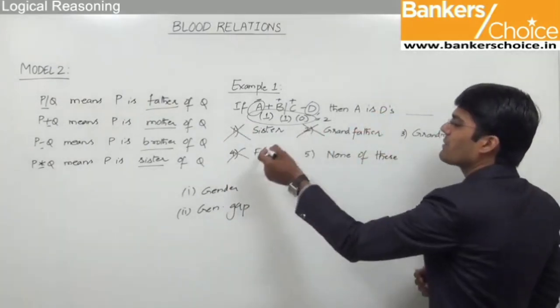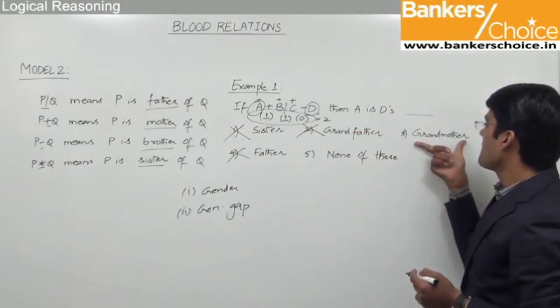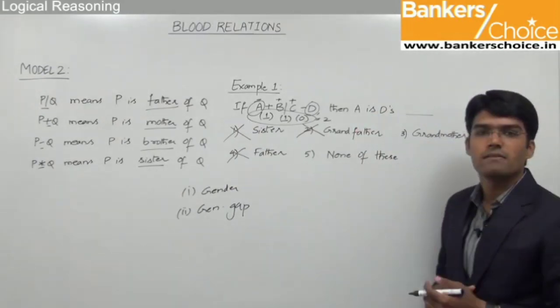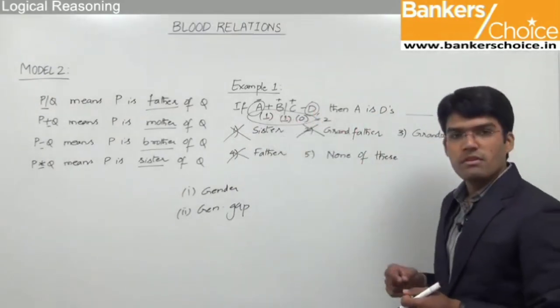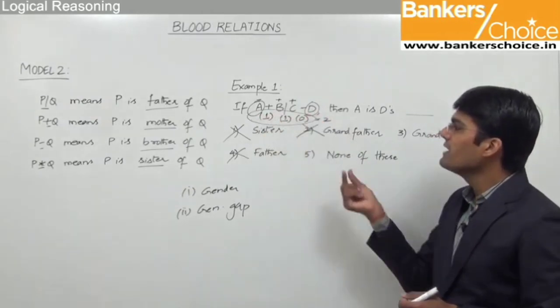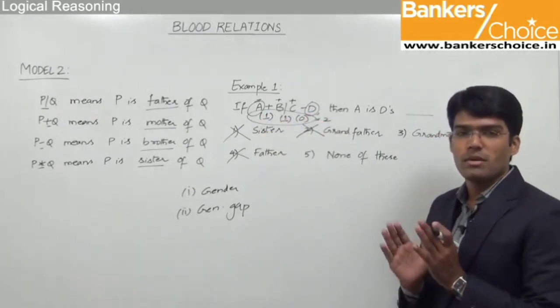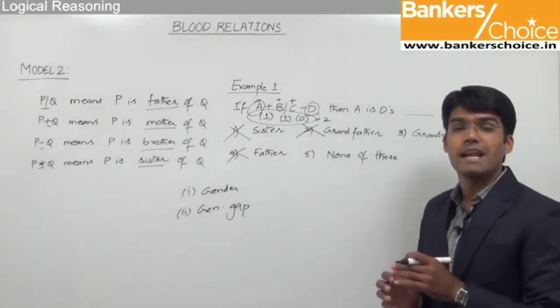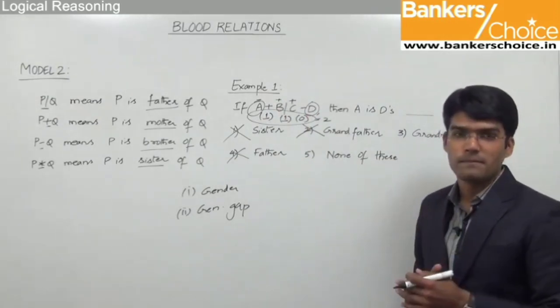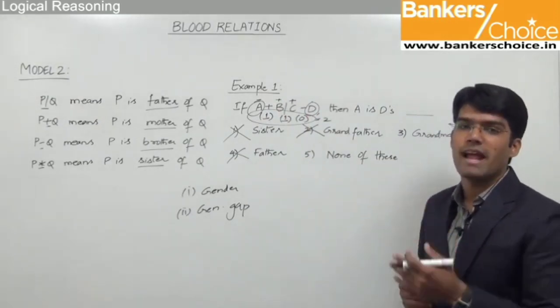Now, as already 3 options are eliminated, the only choice which we have here is grandmother or none of these. Now, from the given equation, we know that the generation gap between A and D is 2, and A is a female person. So, the probable relationship between A and D, can that be of a grandmother? Or it can also be a grand aunt.